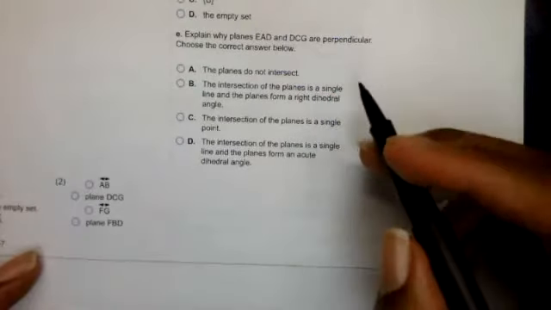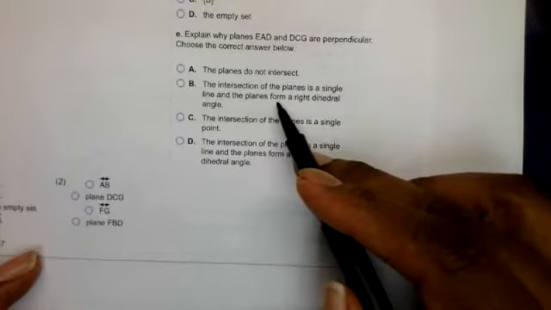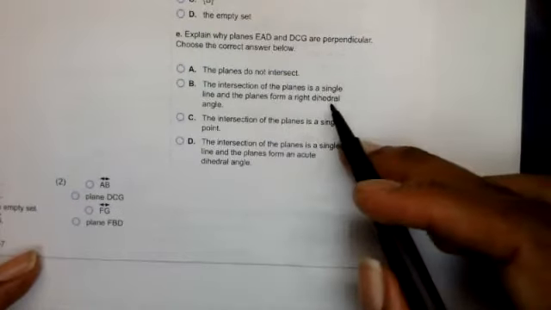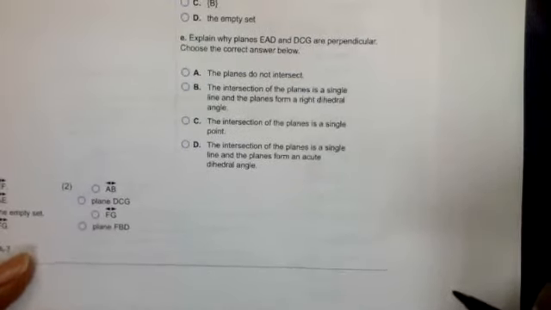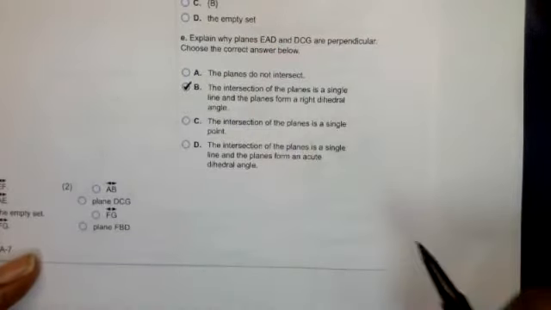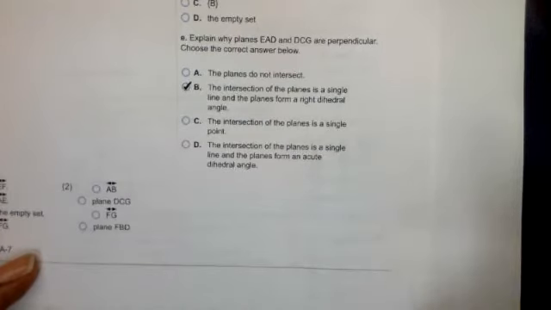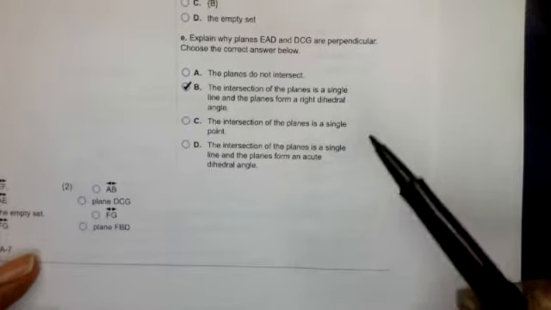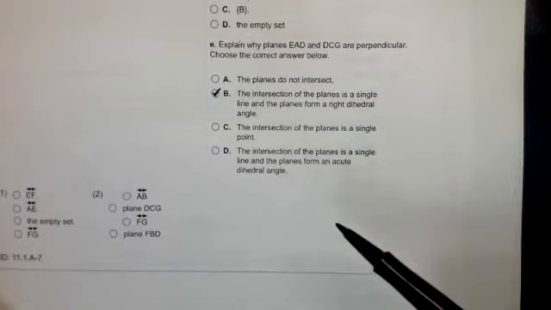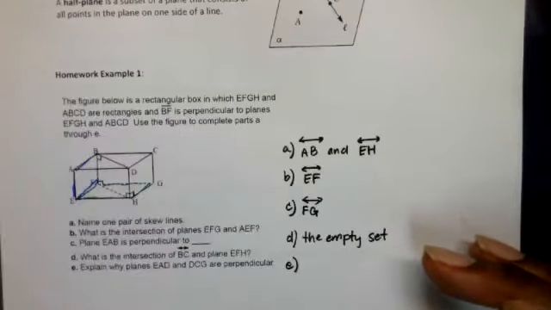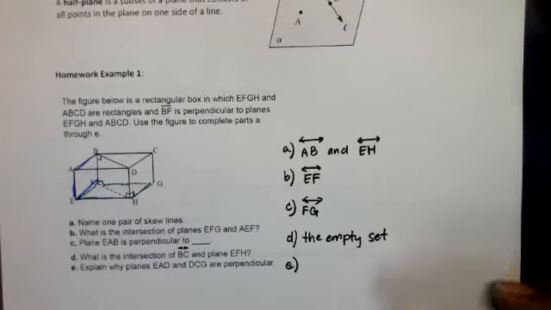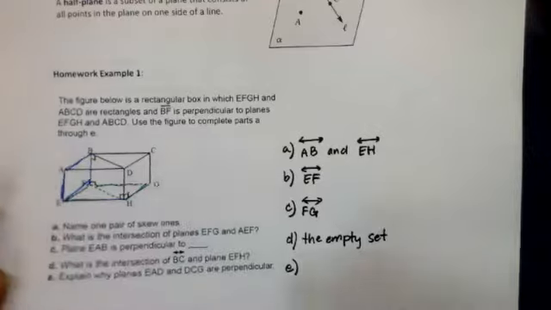And the reason for that would be this: the intersection of the planes is a single line, and the planes form a right dihedral angle. So that would be answer B. All right, so for a homework problem like this, you'll be given a choice of answers, and then you just have to pick which one would best fit the question. Okay. So that's homework example number 1.